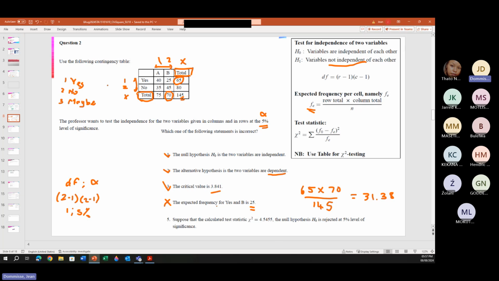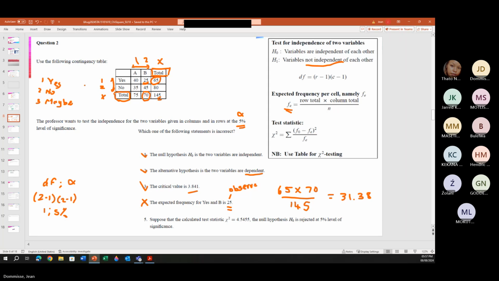But let's just look at how they got that 25. So this 25 that they are referring to is for observed. Okay, so there might be questions where they ask us for observed and expected. So the table that you get is all observed values.